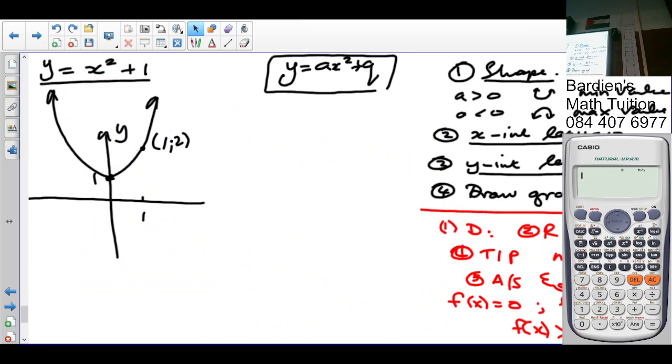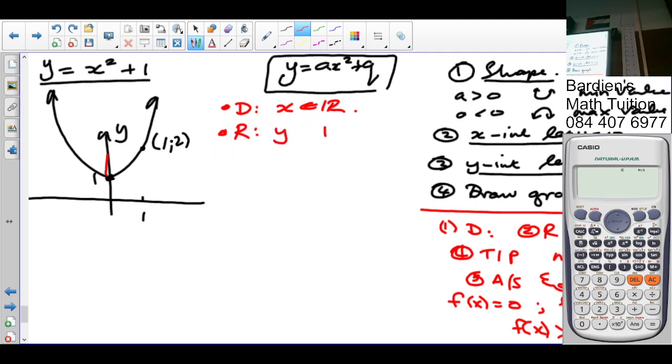Right, first question. First things first, domain. What do you say about the domain? Does it go negative infinity on the x and positive infinity? Yes. So domain, x is an element of all real numbers. Range. What can you say about the range? Does this graph exist at negative infinity? No. Where does it start existing at? 1. So we have a y and 1, but it must be more than. Can it be equal as well? Yes. So y is more than and equal to 1.